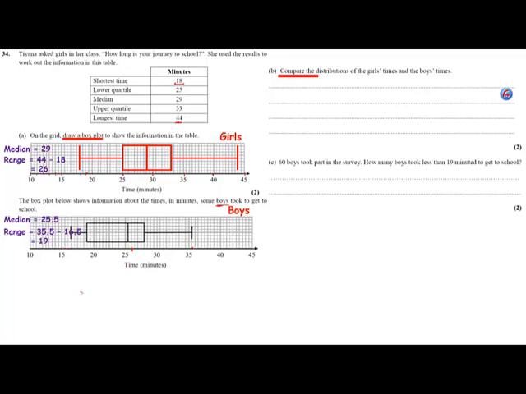Now I need to do my comparisons. Okay, I'm going to compare the medians. The median for girls is 29. The median for boys is 25.5. So it's clear that the median time that girls took to get to school was more than the median time the boys took to come to school. And that's what I'm going to put. The girls' median time, 29 minutes, is more than the boys' median time, which is 25.5 minutes.